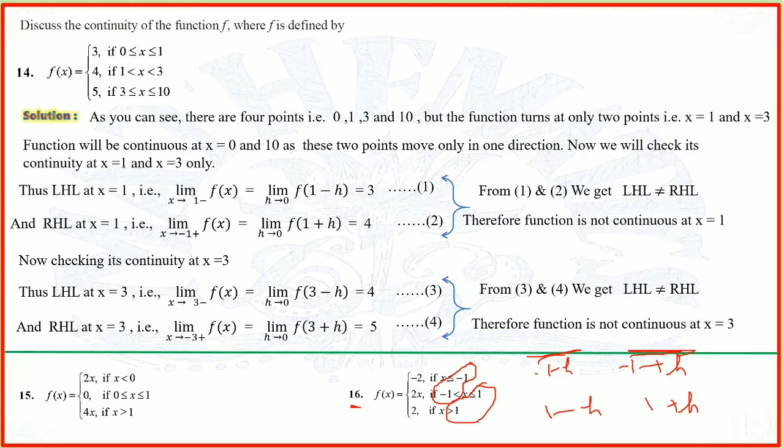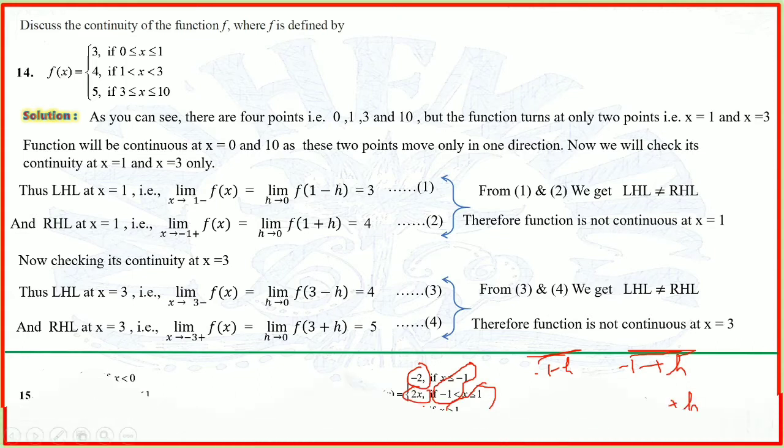These are the points which you will be putting in this function. And for the left hand limit at x equal to minus 1, the function is constant, and for the right hand limit at x equal to minus 1, the function is 2x, so x will be replaced. And when you are taking x equal to plus 1, for the left hand limit it is again 2x, so 2 into 1 minus h, and for the right hand limit the function is constant. So easily you can find out at what point it is continuous and at what point it is discontinuous. I hope you can do it.